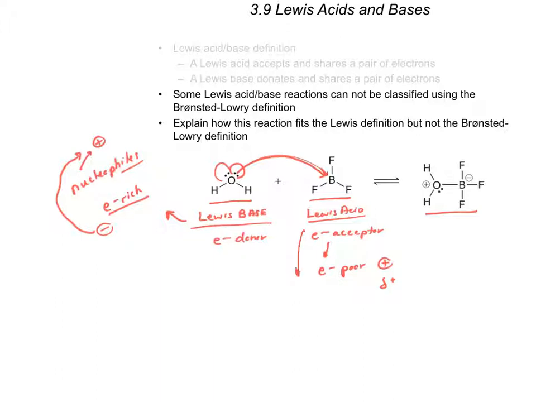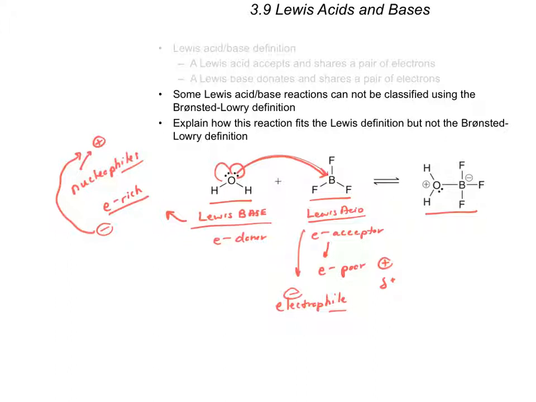Whereas Lewis acids tend to be called electrophiles. So again, same basic idea. Lewis acids are positively charged. They love electrons, so they love negative charges, right? So they're wanting negative charge to come around them. They're electrophilic.